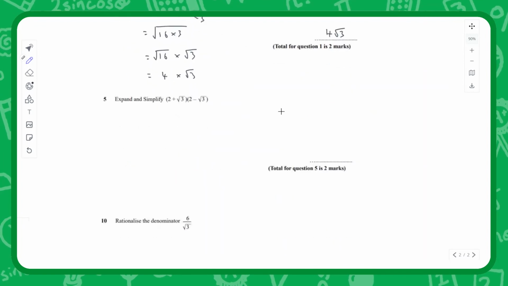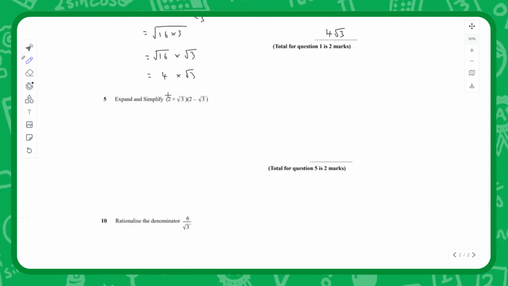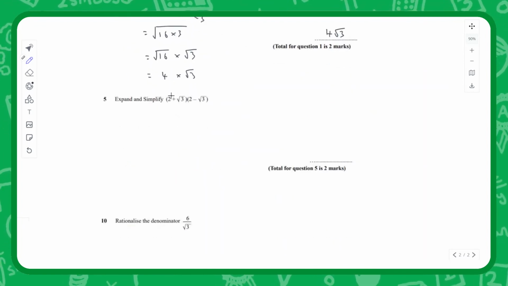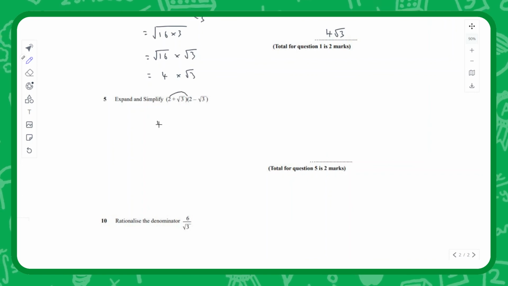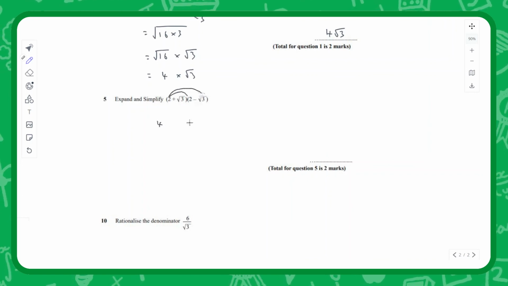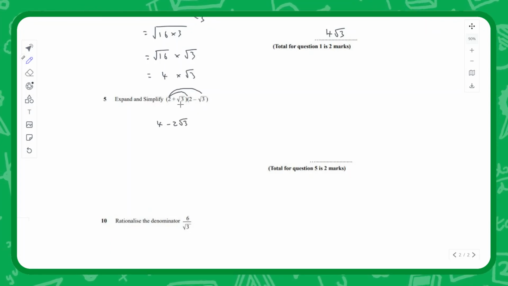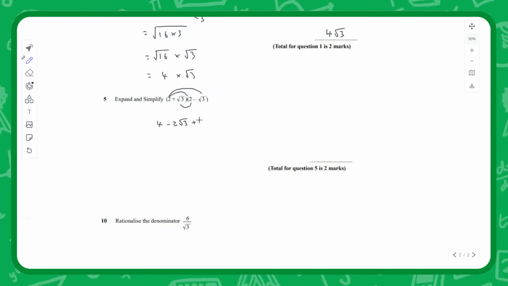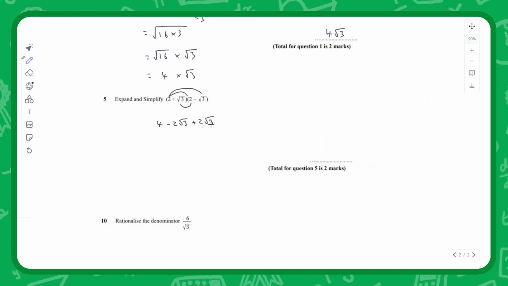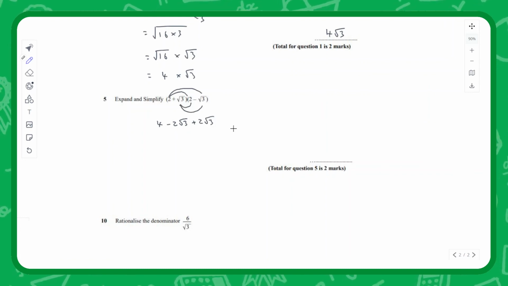Let's look at question 5. Expand and simplify. So we'll do the same thing we always do. We should get 4 terms. We'll do 2 times 2, first of all. We get 4. We do 2 times minus root 3. We get minus 2 root 3. We then do root 3 times 2, and we get plus 2 root 3. And we do root 3 times minus root 3.